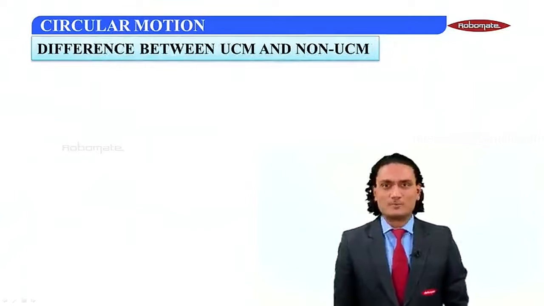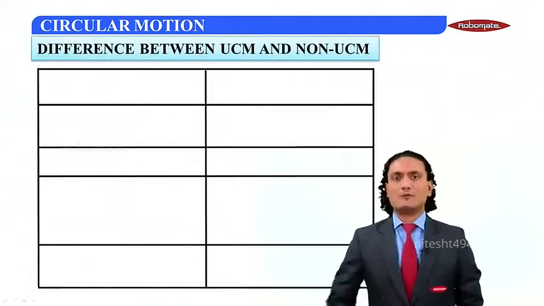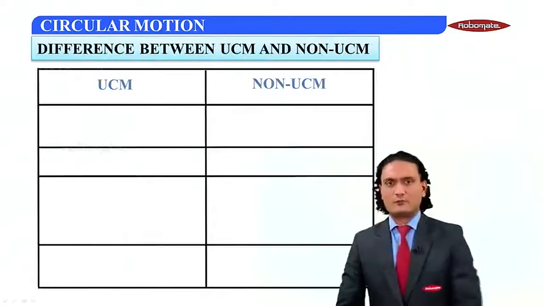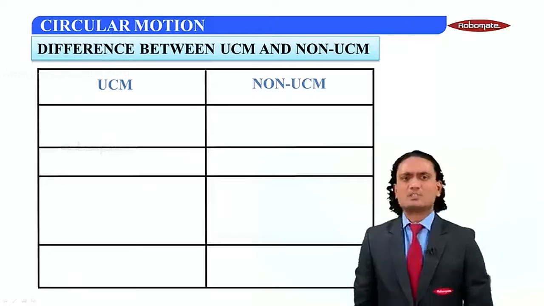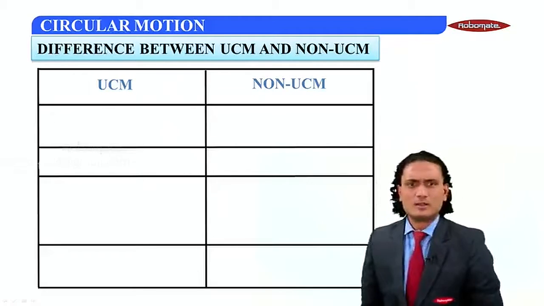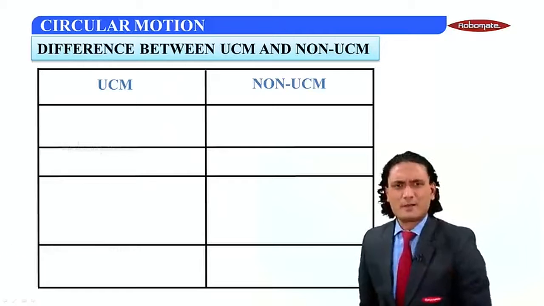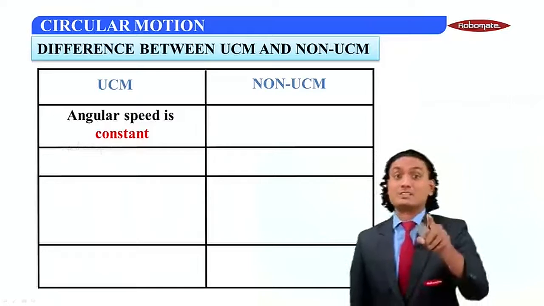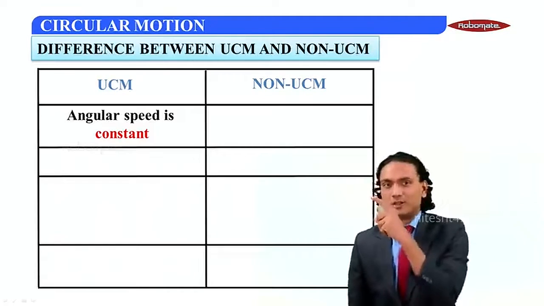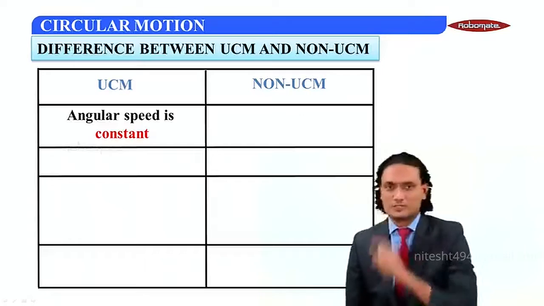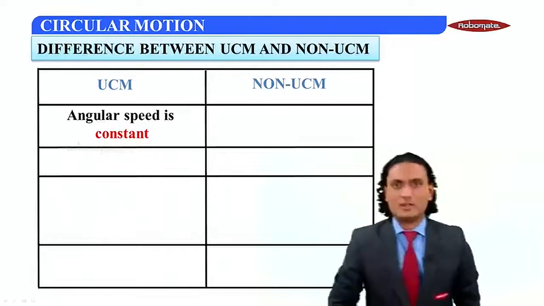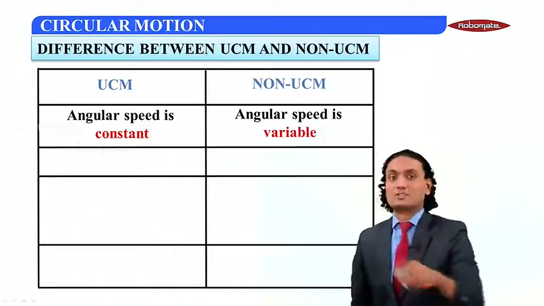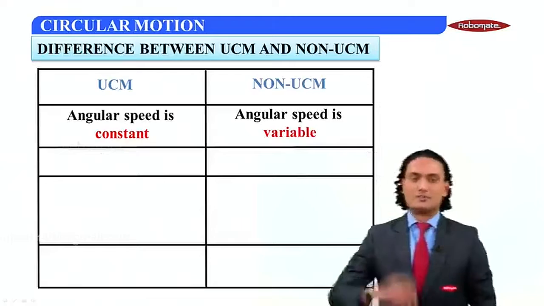Now students, as I told you, in this module we are going to list down the differences between a uniform circular motion and non-uniform circular motion. The first difference. What is UCM? What is uniform circular motion? I'm asking you. Come on, speak a bit louder. Yes, correct. In UCM, the angular speed of the particle is constant. Is that clear? The magnitude of angular velocity of the particle is constant. That is your UCM. In non-UCM, the angular speed of the particle is variable. That is, the magnitude of the angular velocity is variable. This is the first difference.